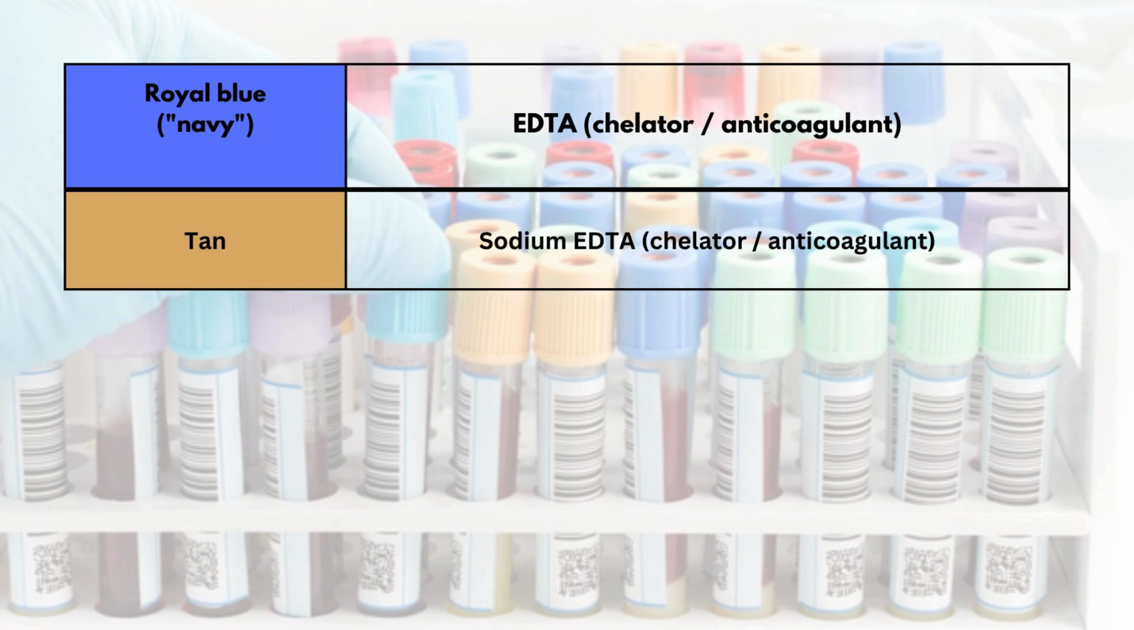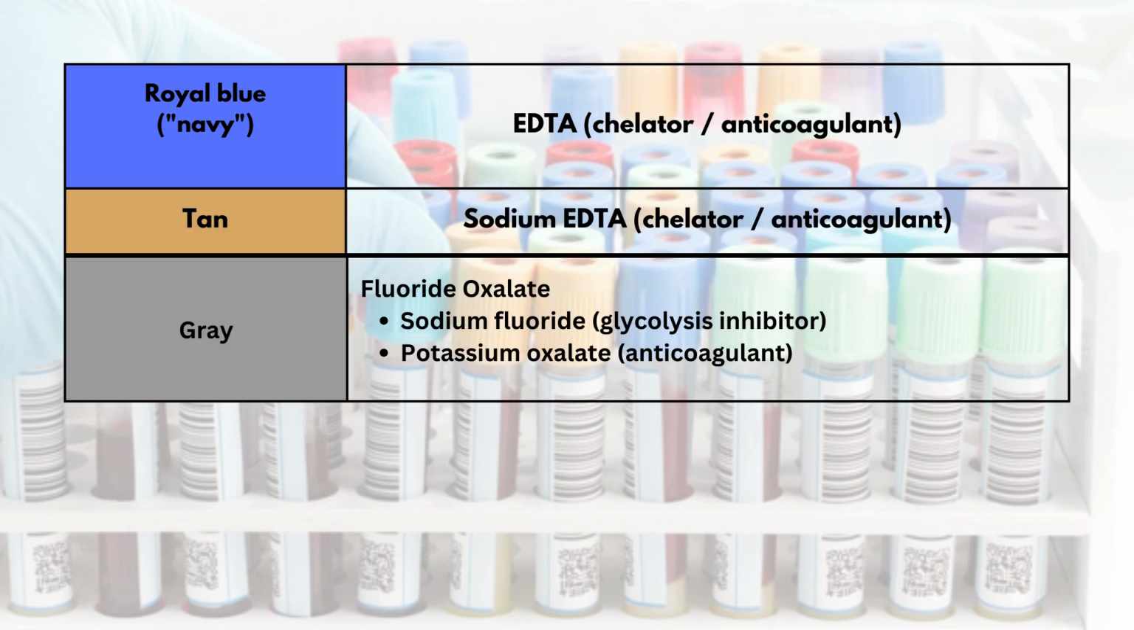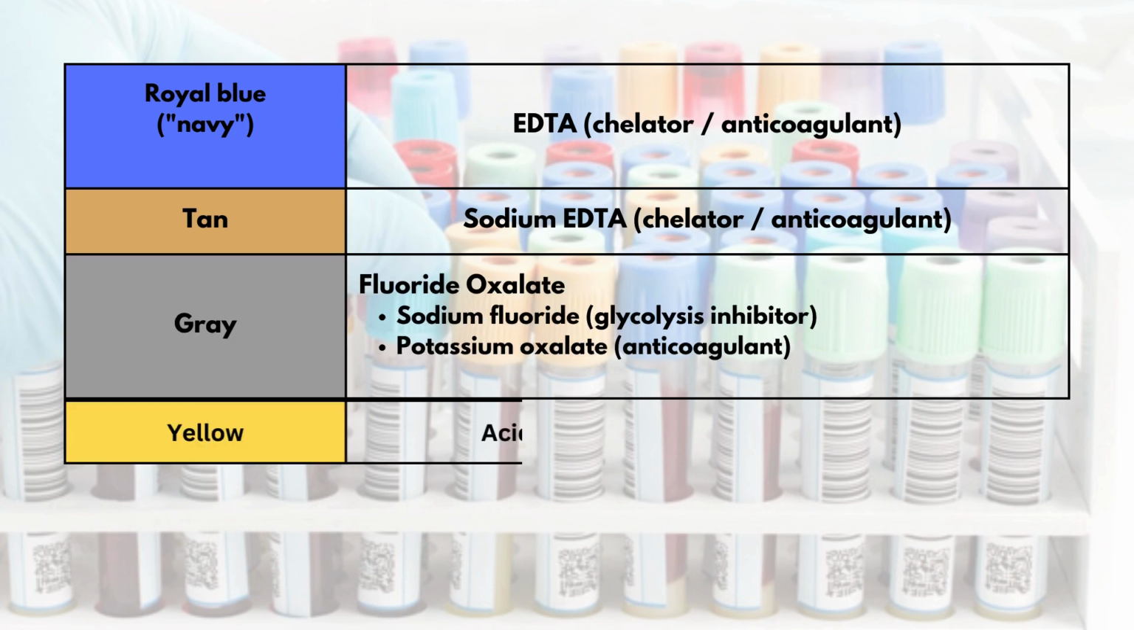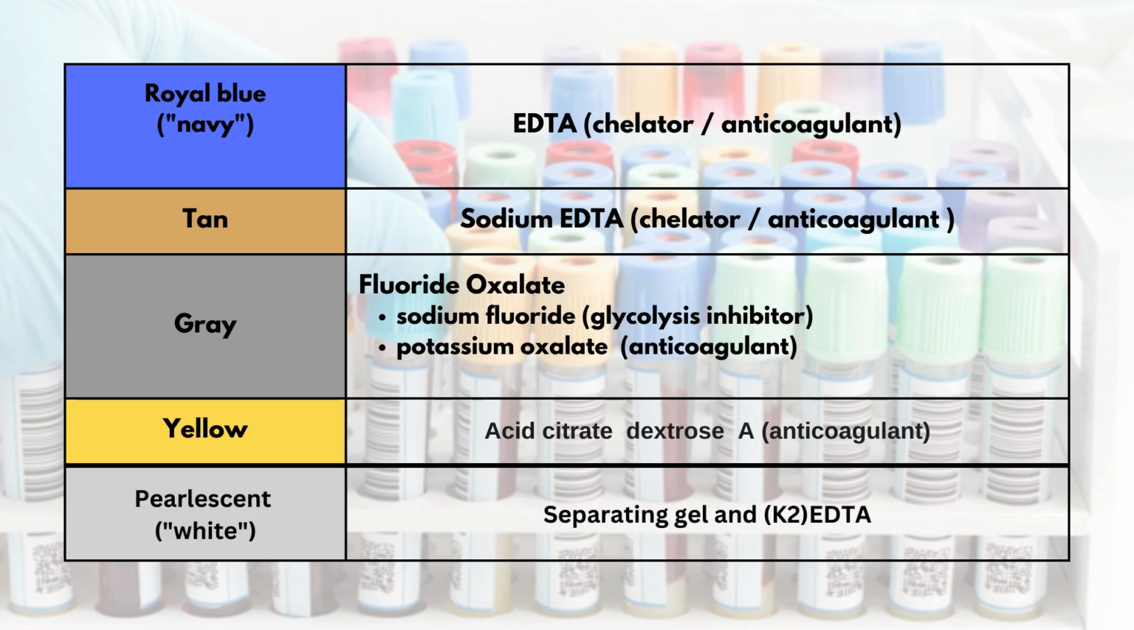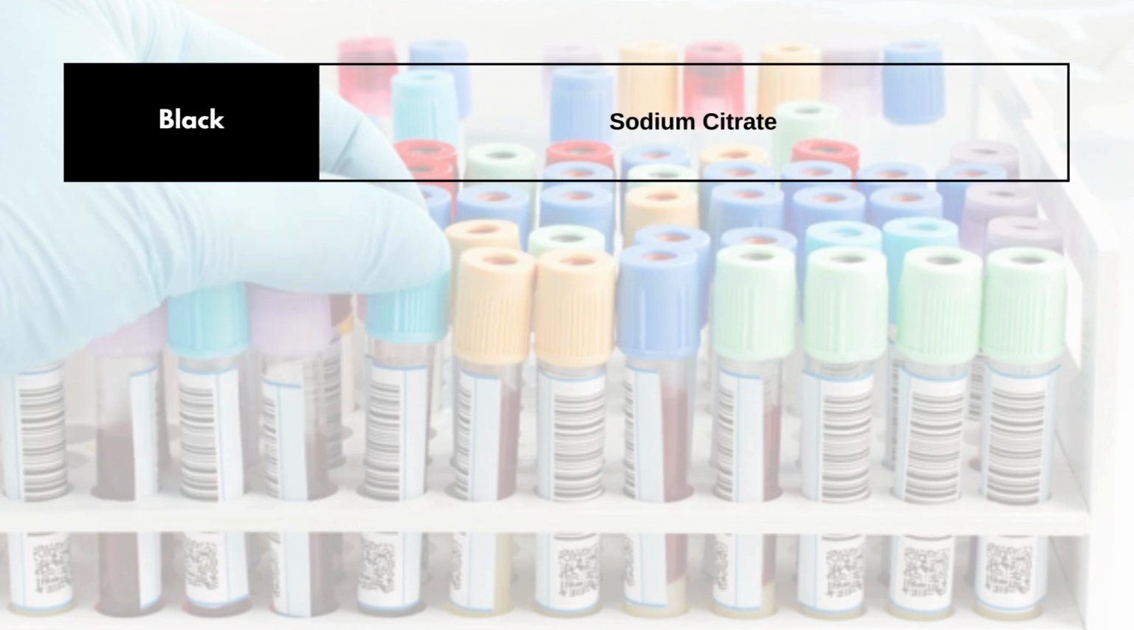Tan color lid test tube contains sodium EDTA, chelator/anticoagulant additive. Gray fluoride oxalate color lid test tube contains sodium fluoride, glycolysis inhibitor, potassium oxalate, anticoagulant additive. Yellow color lid test tube contains acid citrate dextrose A, anticoagulant additive. Pearlescent white color lid test tube contains separating gel and K2 EDTA additive. Black color lid test tube contains sodium citrate additive.